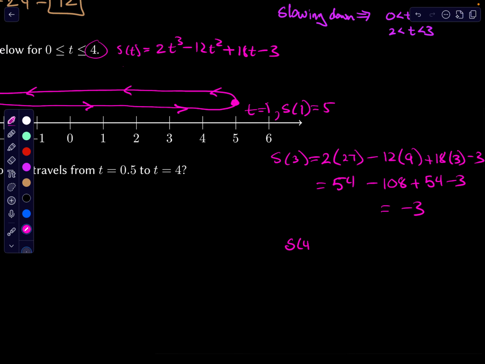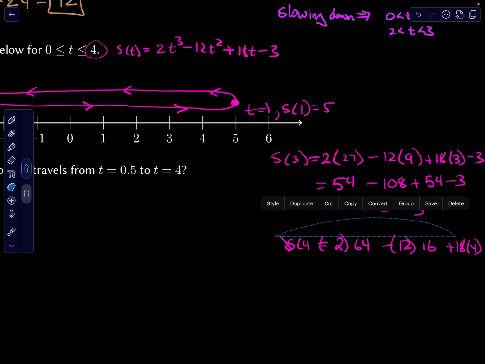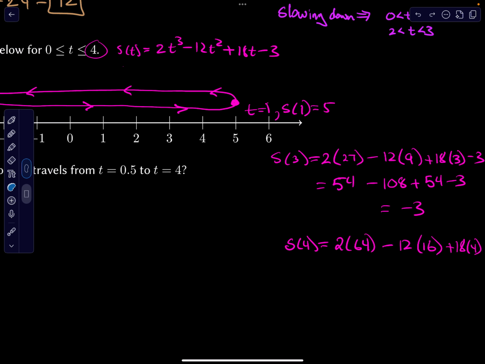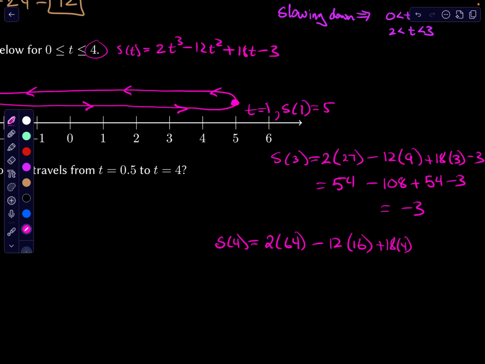So s of 4 is 2 times 4 cubed minus 12 times 4 squared plus 18 times 4, and I've run out of room. Whoops, that was not right. Let's undo that. I'm really close to the edge, so I'm having trouble grabbing. There we go. And then minus 3.